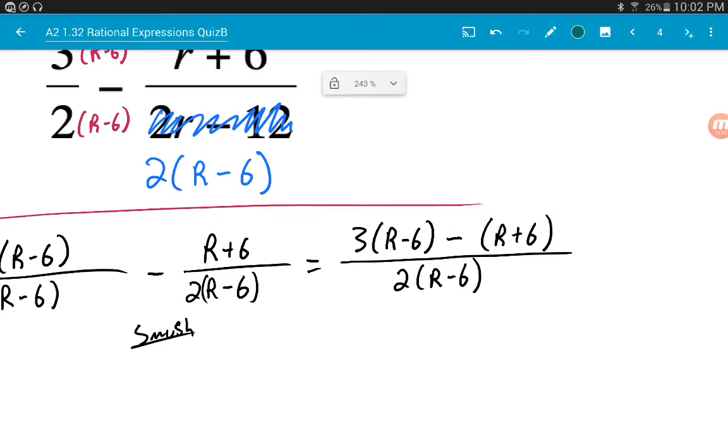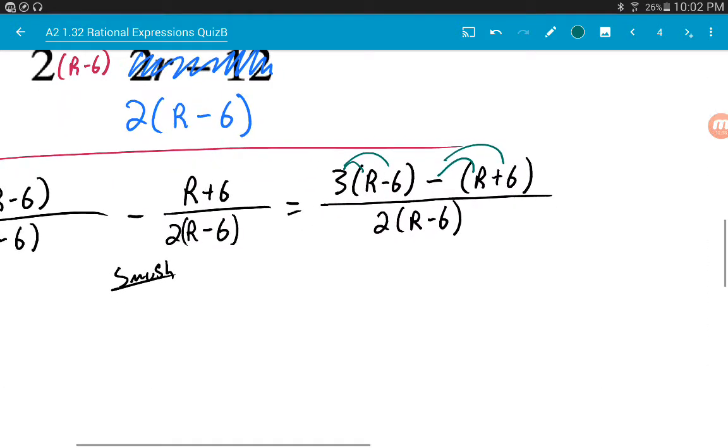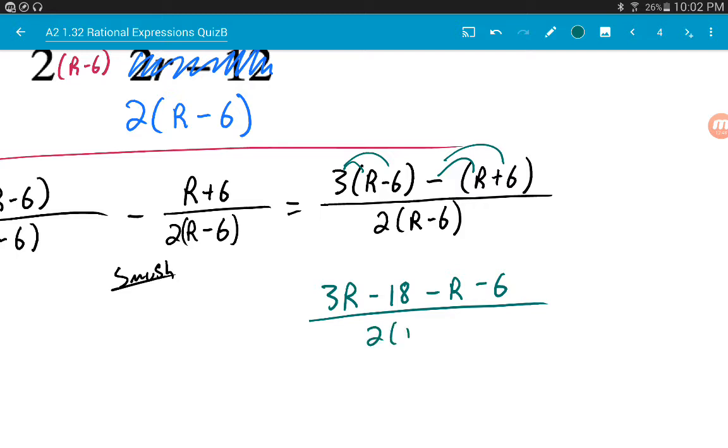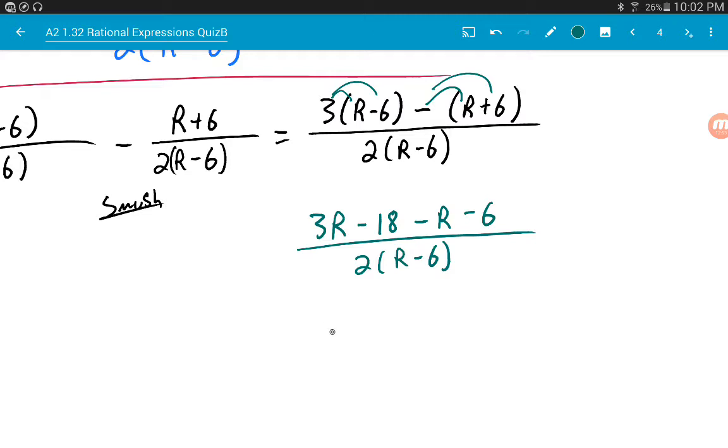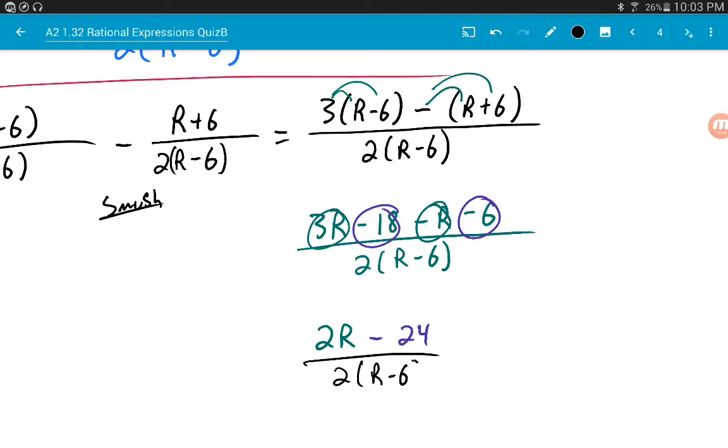What I need to do now, in order to simplify some things, is probably distribute the 3 and distribute the negative. So I get 3r minus 18 minus r minus 6 over 2r minus 6. Combine some like terms on top. 3r minus r is 2r. And negative 18 minus 6 is minus 24 over 2r minus 6.